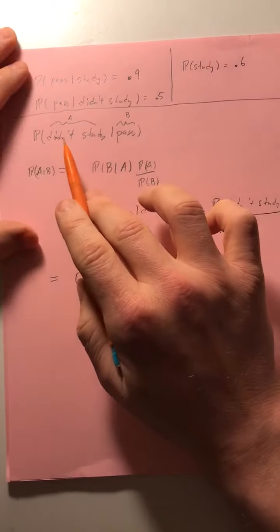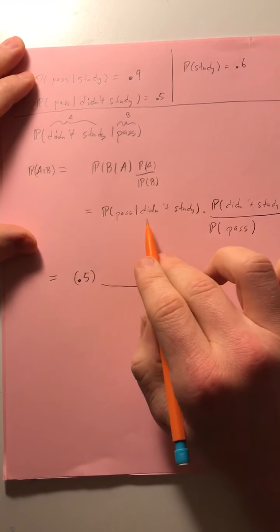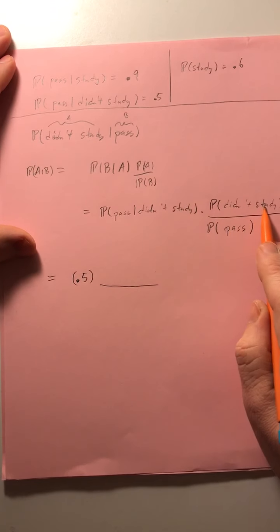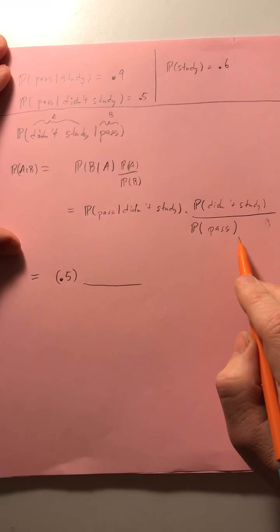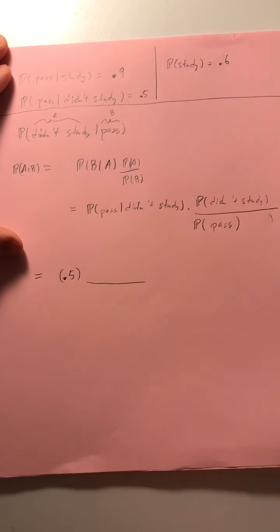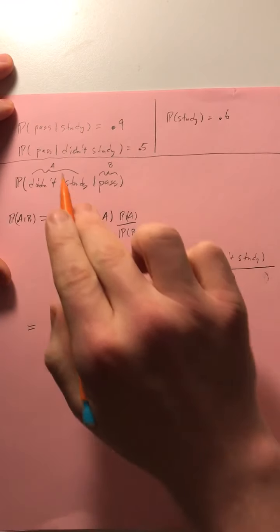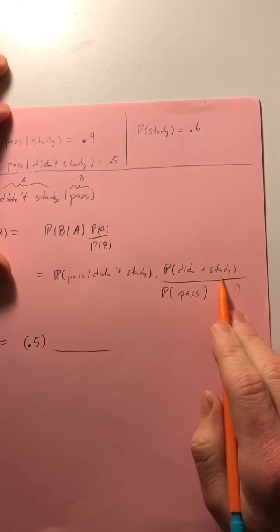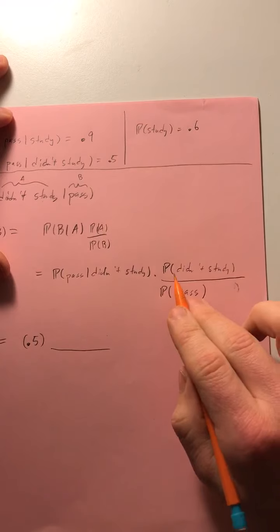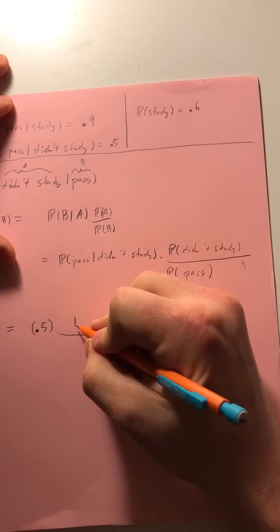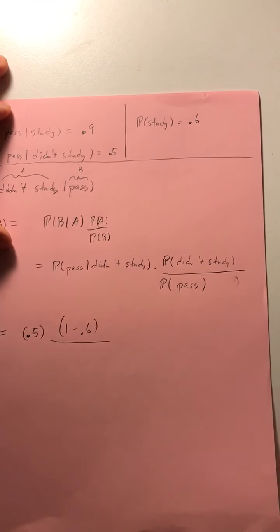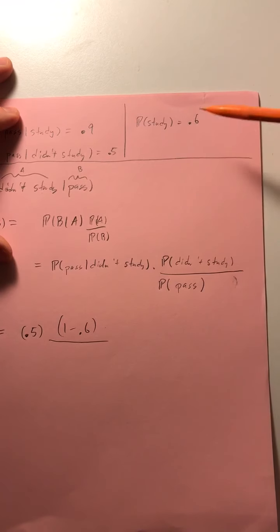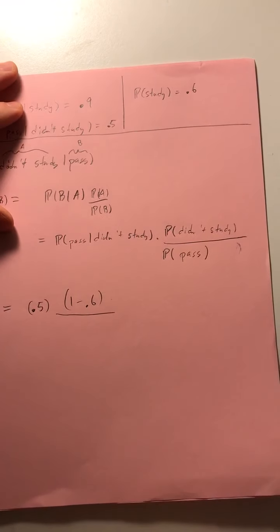Now I'm going to put in these specific choices of A and B. The probability that you pass given that you didn't study, well, we know that. It's 0.5. Times the probability of A, which is the probability that you didn't study, divided by the probability that you passed. Now I just need to fill in these three pieces. The probability that you passed given that you didn't study is given, so I put a 0.5 here. The probability that you didn't study is not given, but the probability that you did study is 0.6, so the probability that you didn't is 1 minus that. The only options are you studied or you didn't. So 1 minus 0.6 is 0.4.